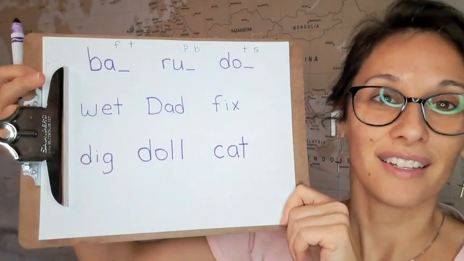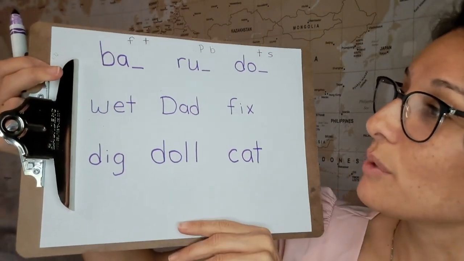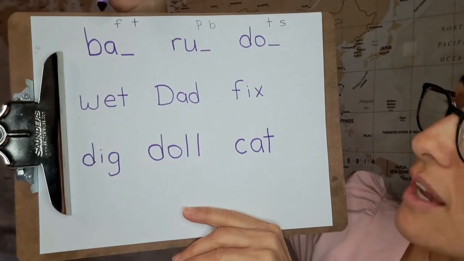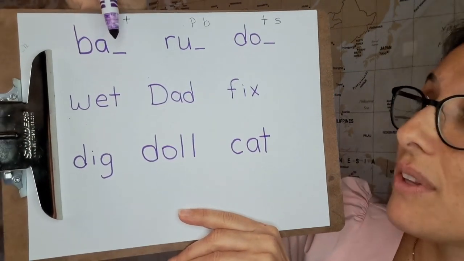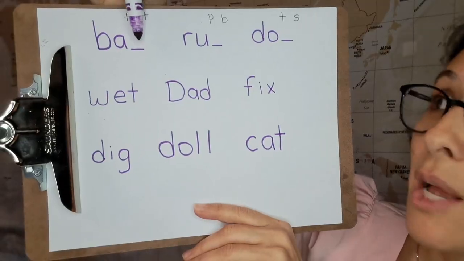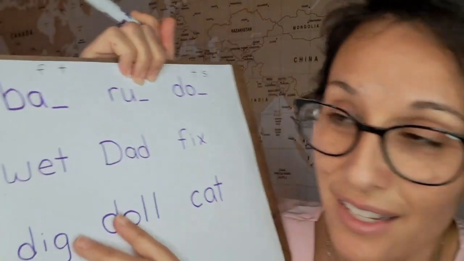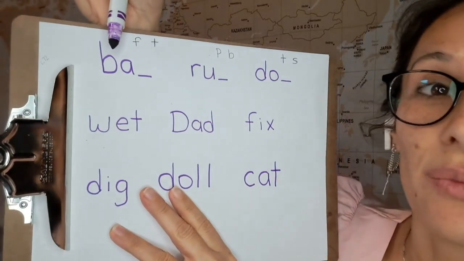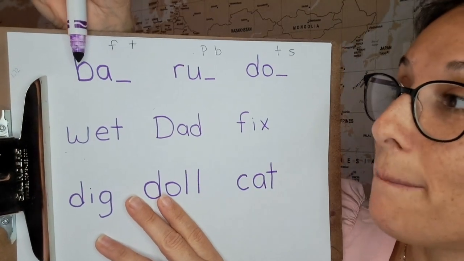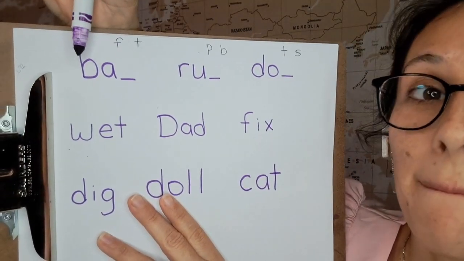Okay, now we're going to do a little bit of reading. These are the words we're going to read. If you notice up here I have a blend, and then I have a little line where there's no letter because we're going to pick which one of these two goes there. Are you ready? Let's start with this. Let's read this blend. A B and an A.